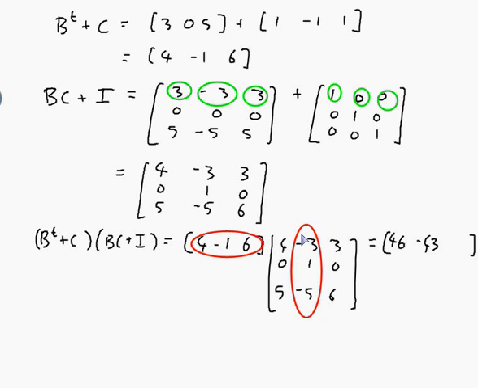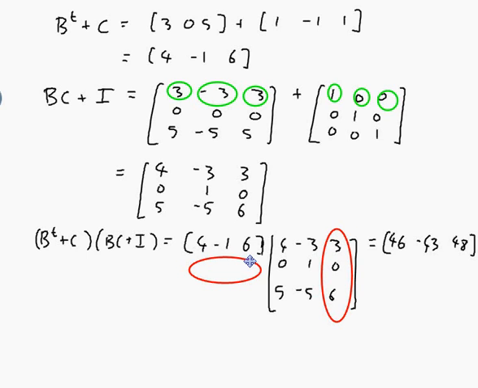And then we move along to the next column. And that would be 4 times 3 is 12. Minus 1 times 0 is 0. 6 times 6 is 36. And 12 plus 36 would be 48. And then after that, we would move down to the next row of the first one, but there isn't a next row. And so that's our final answer.